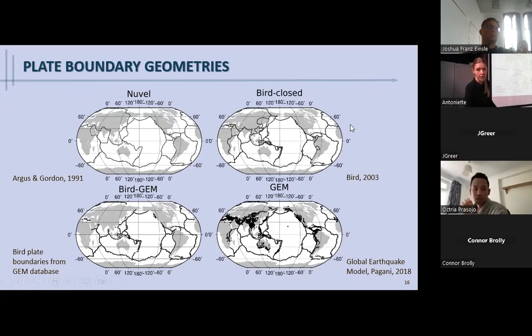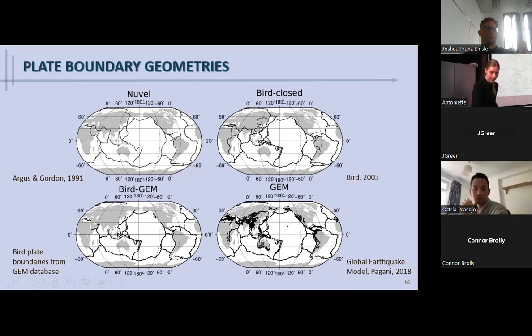Here on the right, we have a more recent model, Bird 2003. The difference is that this has some more smaller plates. The third scenario that we're using is the one in the bottom left, where we have the same plate boundaries from this Bird model, but we only have them in the oceans and we don't have plate boundaries in the continents. And in the bottom right, we have the same scenario as in the bottom left, but in addition, we have plate boundaries in the continents as well, which come from the Global Earthquake Model. So these are based on seismicity. They are only in the crust and don't go through the whole plate. And we can see that they are more distributed in all of these regions where seismicity is detected.